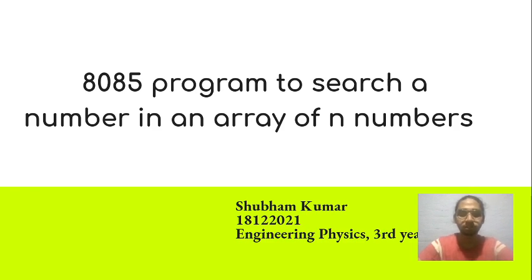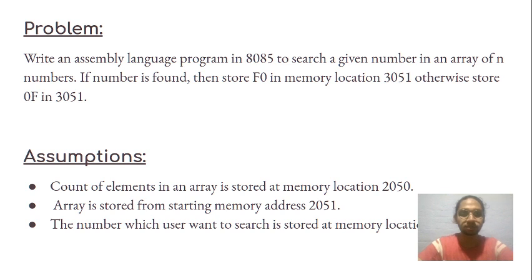So let's proceed. Let's understand the problem statement, which is as follows. Write an assembly language program in 8085 programming to search a given number in an array of n numbers. If the number is found, then store F0 in memory location 3051, otherwise store 0F in 3051.